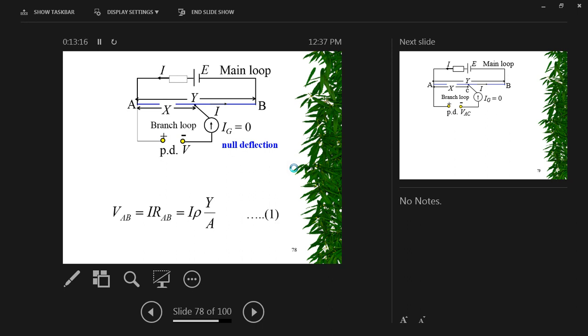So I'm merely substituting R as rho L over A. And in this case, the length of the resistance wire is Y, and the cross-sectional area of the resistance wire is A. So if you look at this again, this rho is a constant. The cross-sectional area is a constant. The current going through it is fixed. And this length Y is the length of the resistance wire. Okay, so I have an expression for VAB. That's the first step of all my equations. I always need to find this equation for the whole resistance wire.